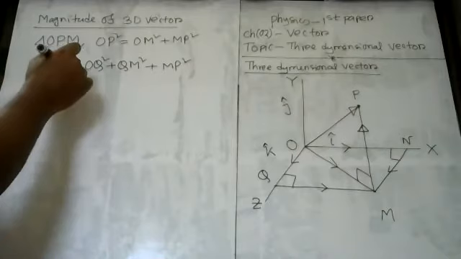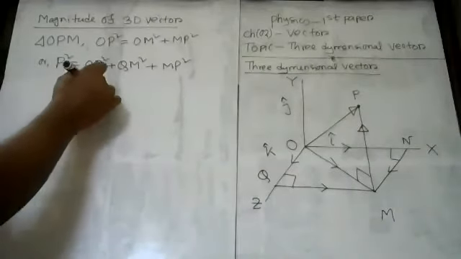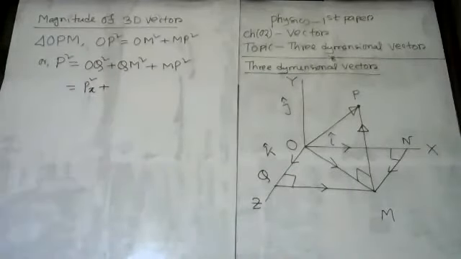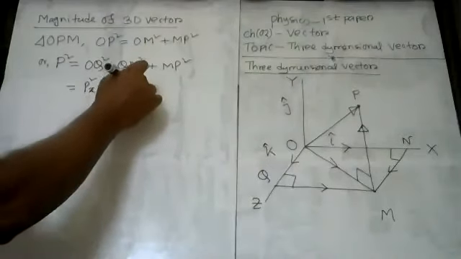Now, my dear student, OQ lies along z-axis. That's why OQ will equal to Pz square. Then QM lies along x-axis. My dear student, QM lies along x-axis. That's why this is Px square. And MP is Py square.